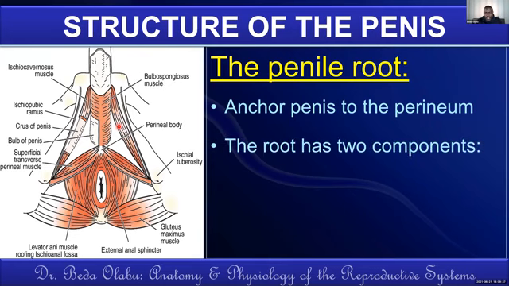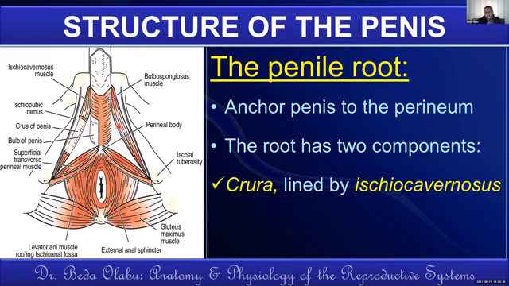This root has 2 key components. This is what we call the crus of the penis. In plural, crura. We have a right and a left crus. The crus of the penis is attached to the ischium or the ischiotuberosity, and this crus goes to the corpus cavernosum of the shaft of the penis.